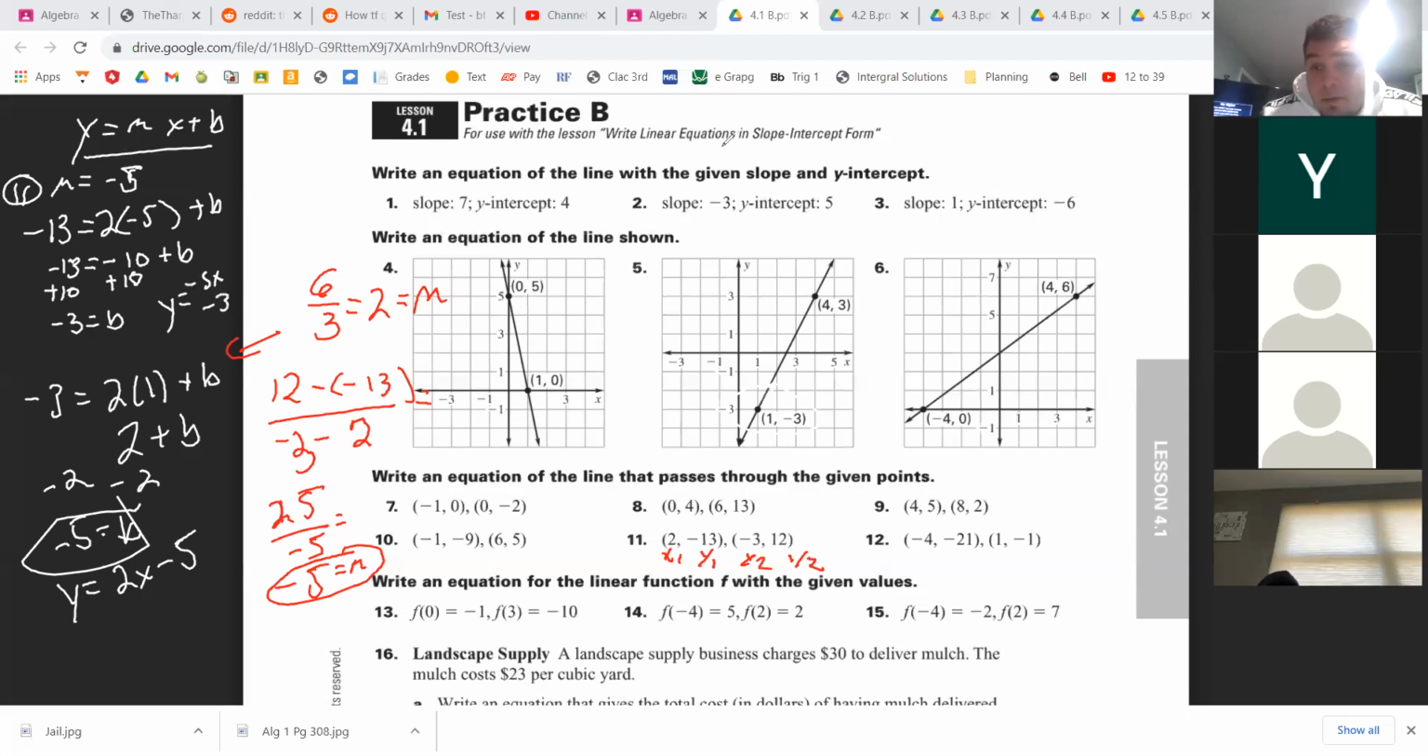Okay. Let me talk about a word problem, 13, 14, 15. Actually, I'll just talk about that real quick. Number 14, you could rewrite the question as -4, comma 5 and 2, comma 2. What's inside the f is your x. What's outside the f is your y. So you just rewrite as coordinate points and do the same thing as you did for 7 and 12.